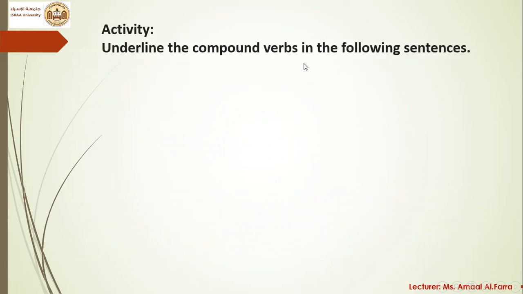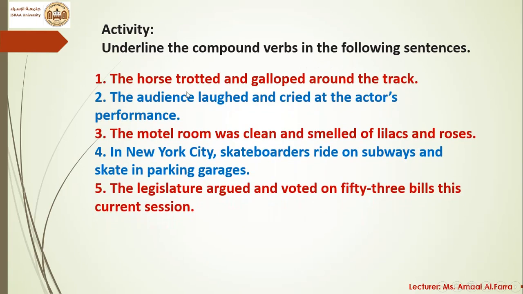Activity: underline the compound verbs in the following sentences. I want you to look for the compound verbs and to underline them. Number 1. The horse trotted and galloped around the track. 2. The audience laughed and cried at the actor's performance. Number 3. The motel room was clean and smelled of lilacs and roses. Number 4. In New York City, skateboarders ride on subways and skate in parking garages. Number 5. The legislature argued and voted on 53 bills this current session.